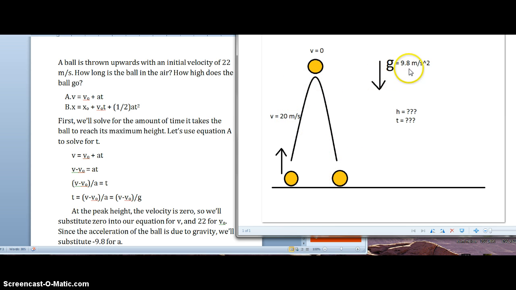Now we have gravity, which has an acceleration of 9.8 meters per second squared. It's bringing the ball back down to Earth, so the ball is going to go slower and slower as it travels up until at the peak, the apex, it has a velocity of 0, where it hovers in the air for a brief second, and then comes back down to Earth. And we need to solve for how long the ball is in the air, this value t, and then how high, or the maximum height, this value h.